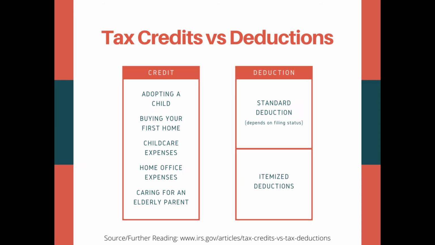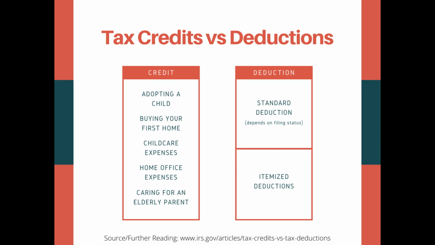So examples of tax credits might include various expense amounts involved with, for example, adopting a child, buying your first home, childcare expenses, home office expenses, caring for an elderly parent, and the list does go on. Deductions, on the other hand, have two categories. There's the standard deduction or itemized deductions. And for an individual, you would choose the one that will benefit you the most.